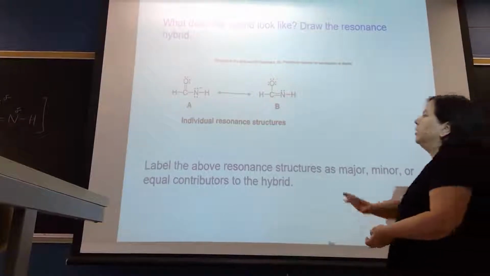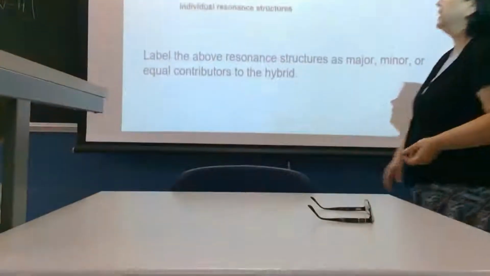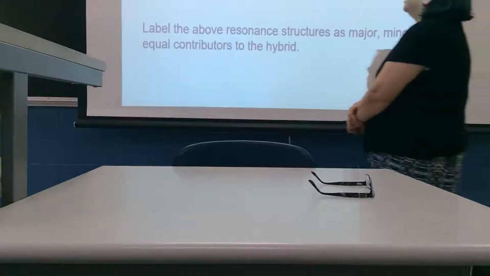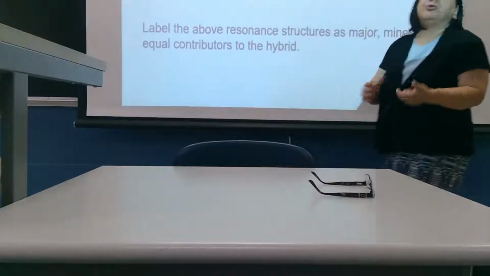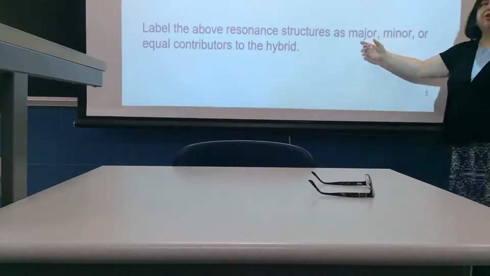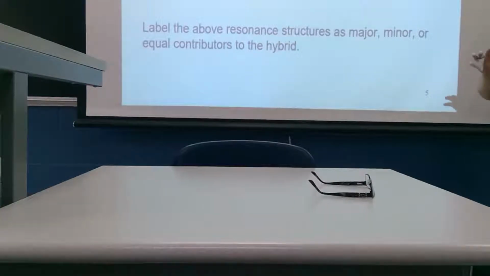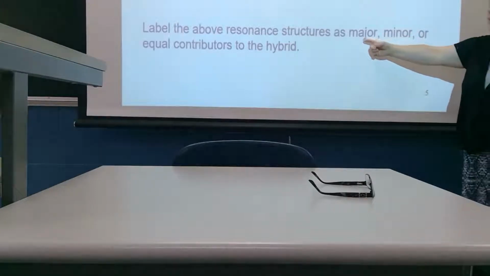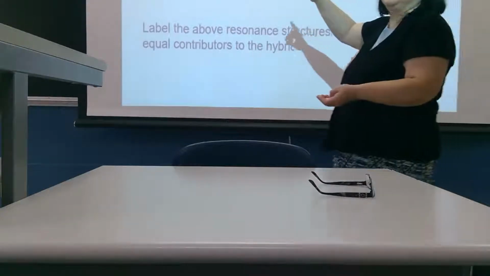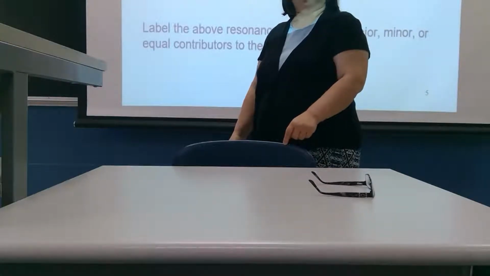So we already know how the hybrid looks, but now let's decide which, A or B, is more important for the hybrid. Which will be the major and minor. They sometimes can contribute 50-50 to the real structure, because the real hybrid structure is a mixture of these two, but sometimes one will contribute more than the other. So we have to decide which one is major and minor. Major will be the one that is the best. The best is the one that is most stable.